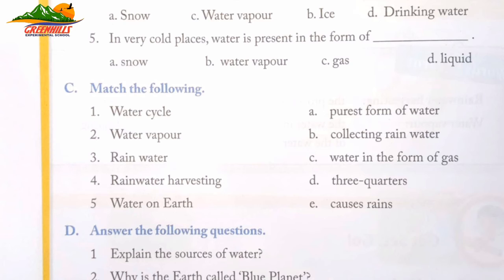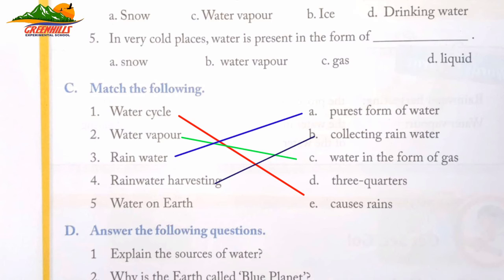Now, number 1, water cycle. Water cycle causes rains. Number 2, water vapor. Water vapor, water in the form of gas. Number 3, rainwater, purest form of water. Number 4, rainwater harvesting, collecting rainwater. Number 5, water on earth, 3/4.